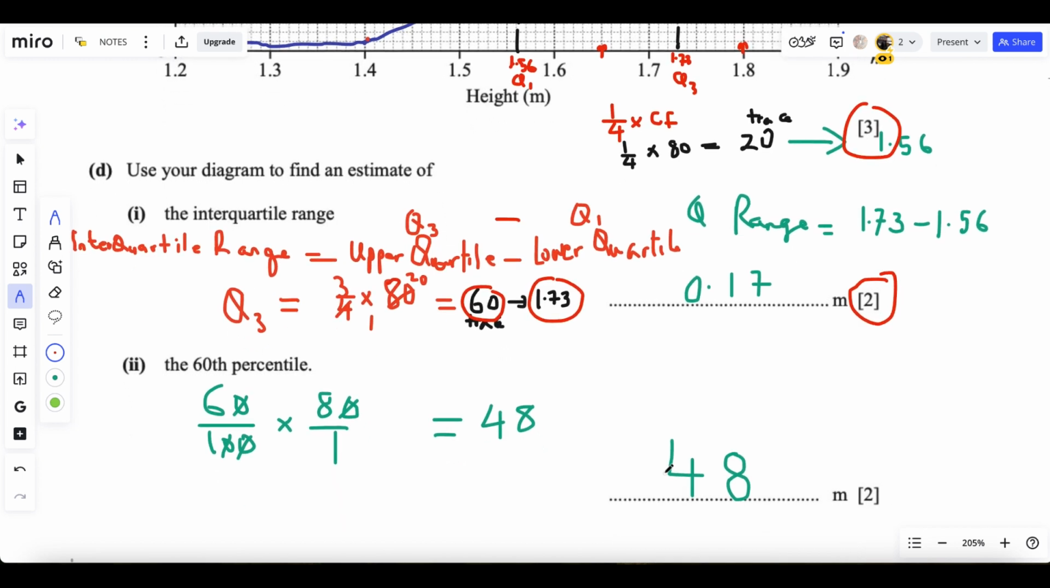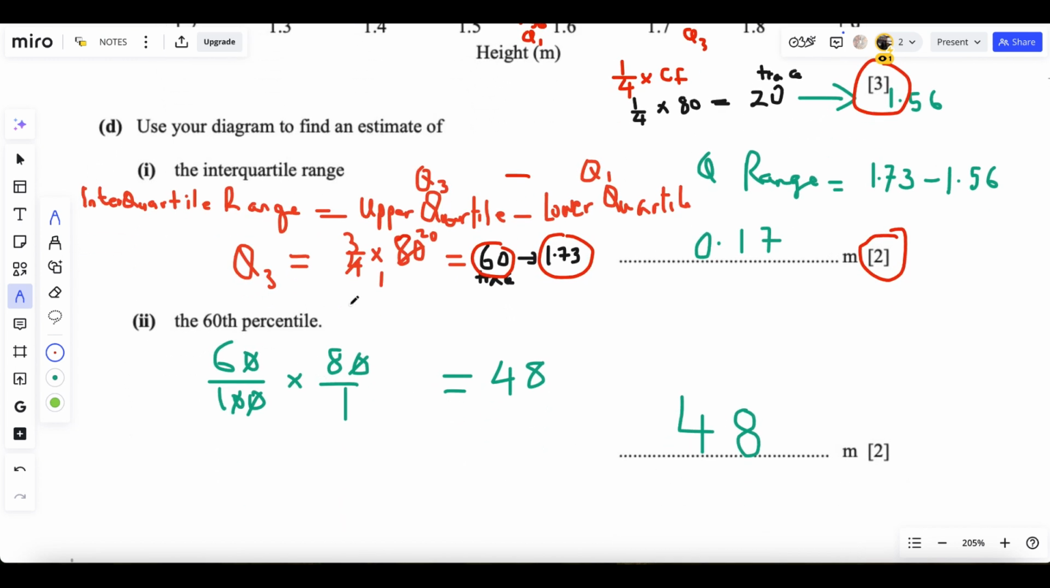The next question says we should calculate the 60th percentile. Anytime they say 70th percentile, 80th percentile, 90th percentile, it's very easy. You just say that number over 100 times the cumulative frequency. 60th percentile means 60 over 100 times the cumulative frequency. When you cancel out, you get 48, and that's 2 marks.